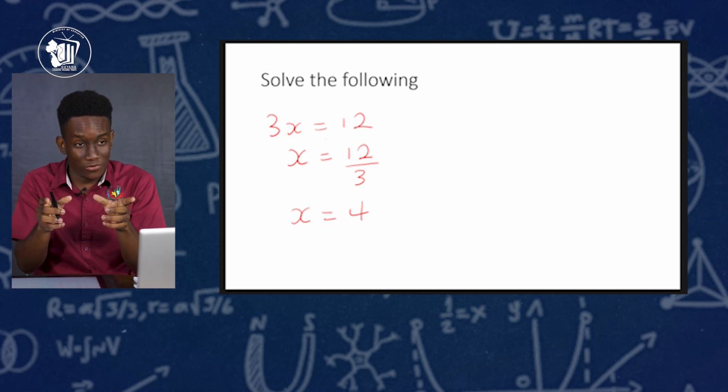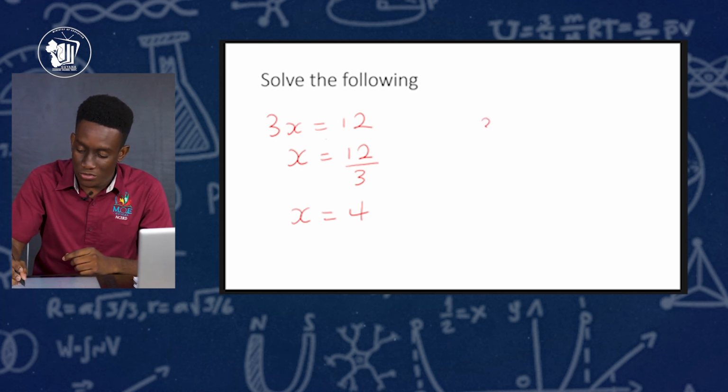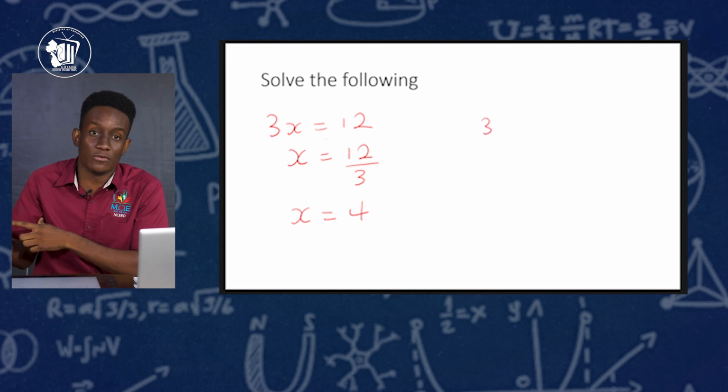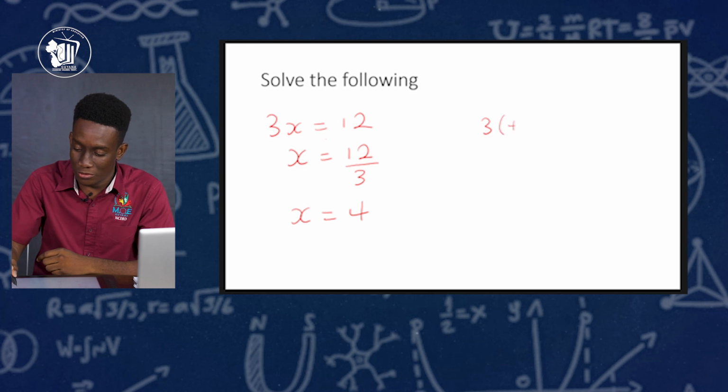And of course we can see if our answer is correct. We know the 3 is multiplying the x, and we know the value of x is 4. So 3 times 4, that should give you 12. 3 4s is indeed 12. So 12 is equal to 12. And that is how we can check to see if our answer is correct.